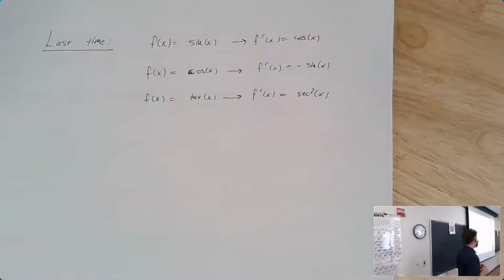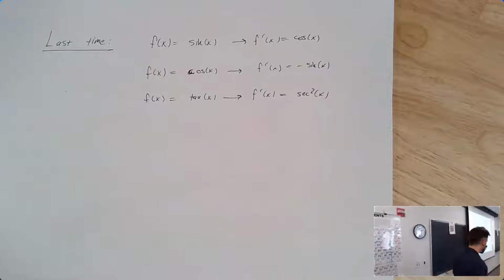And I do feel like it is in our interest to finish off this list with the other three trig functions. Let's go ahead and find the derivative of cotangent. And I'm going to point out that for cotangent, secant, and cosecant, we really do all of them using the quotient rule.